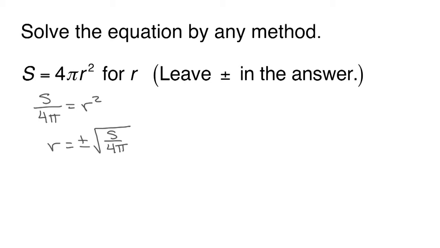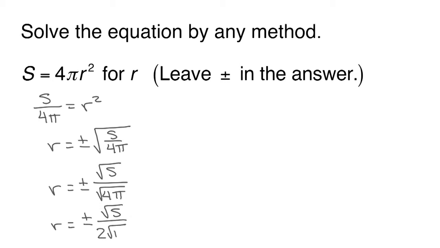We'll want to rationalize the denominator. So we have r is equal to plus or minus the square root of s divided by the square root of 4 pi. We can simplify the denominator before rationalizing by taking the square root of 4. So we have r is equal to plus or minus the square root of s divided by 2 times the square root of pi. Now we're ready to rationalize the denominator.